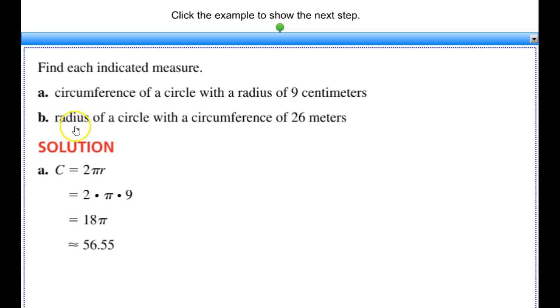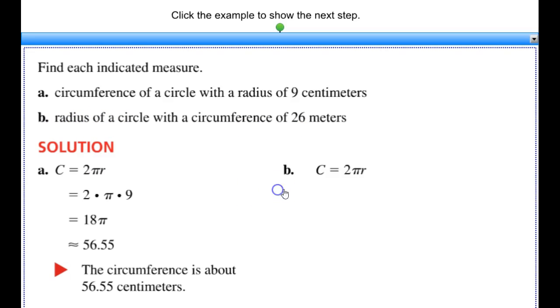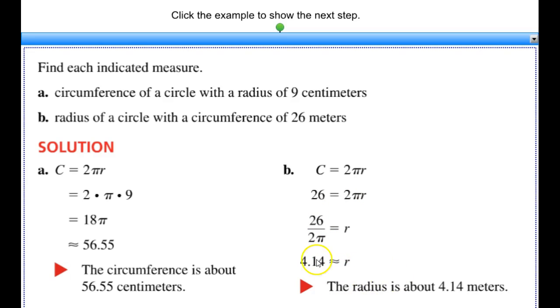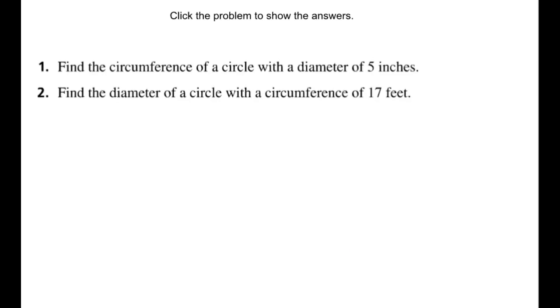Now for part B, we're looking to find the radius of a circle with a circumference of 26 meters. I use my same formula, circumference equals 2 pi r, and I plug in my circumference because that's what I know. Now I divide both sides by 2 pi in order to find that r, and I can use my calculator and find that the radius is about 4.14 meters long. So here are the first few I want you to try by yourself and see how you can do.